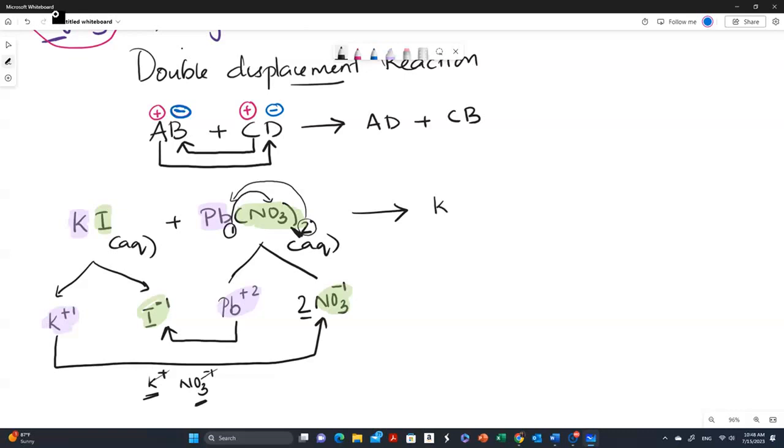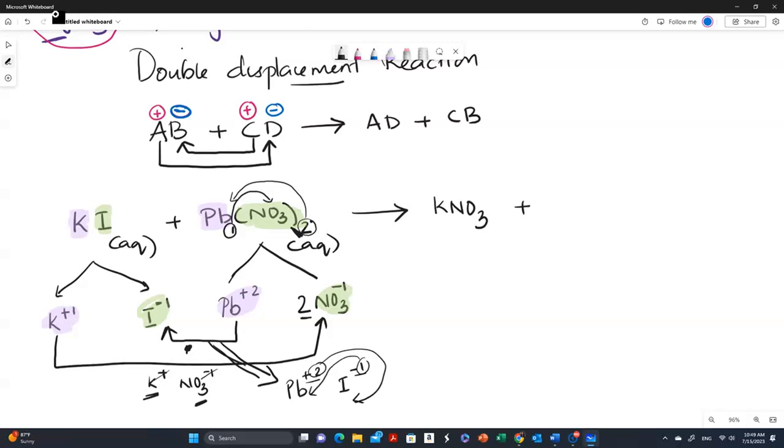So one of your products is going to be KNO3. What is my other? In here you have Pb+2. Let me write this one right here. Okay, I don't have space. So I have Pb+2 and I have I-1. In here you have +2, which cannot cancel out with the -1, so you need 2 iodine. Or take this 2 and put it underneath, and take this 1 and put it underneath.